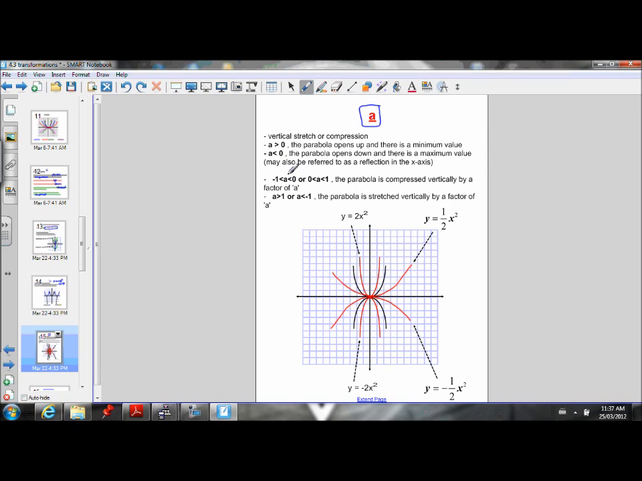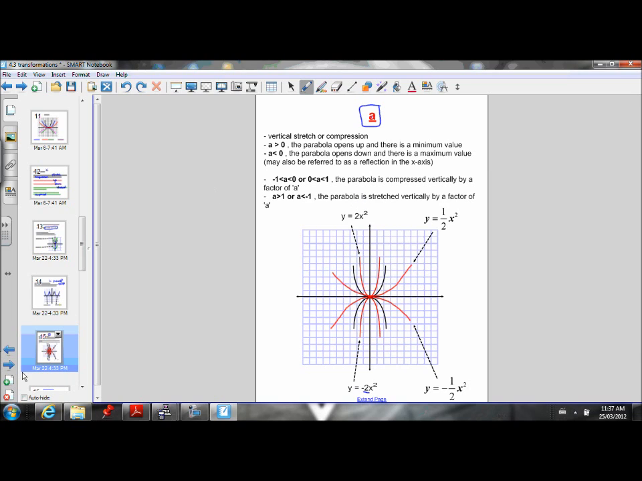We also learned that if a is between 0 and negative 1, or between 0 and 1, so if it's these fraction values, the parabola is going to be wider than the graph of y equals x squared. So the parabola gets wider, or the technical term, compressed vertically by a factor of a. If a is greater than 1, so if it's 2, for instance, or if it's less than negative 1, so if it's negative 2, the parabola is stretched vertically by a factor of a.